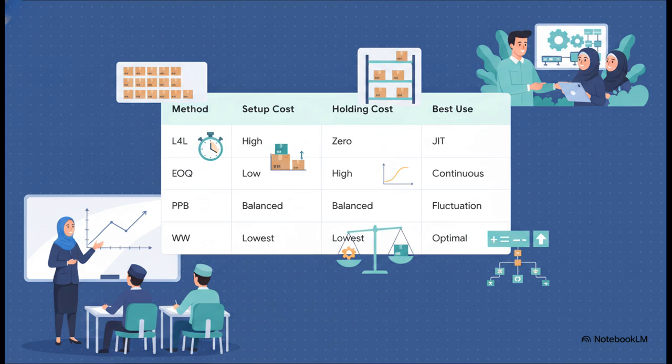Then you have EOQ, which tries to find a balance, but often leaves you with annoying remnant inventory. Part period balancing is a neat heuristic that groups periods together until your setup and holding costs are roughly equal. But if you want the optimal, mathematically robust method, that's the Wagner-Whitin algorithm. It uses dynamic programming to find the absolute lowest total cost across your entire planning horizon. Choosing the right method here directly impacts your company's bottom line.